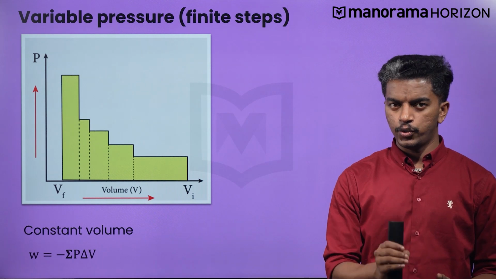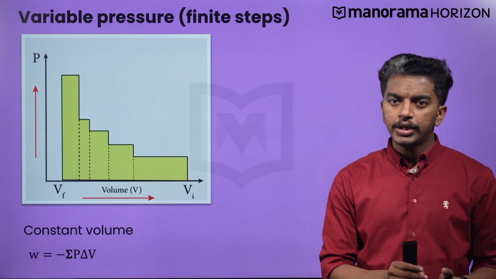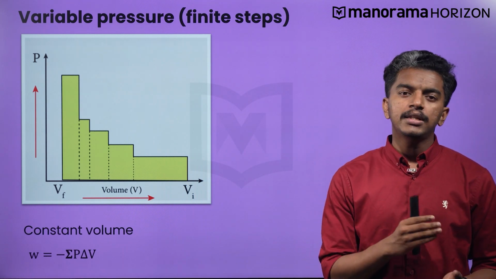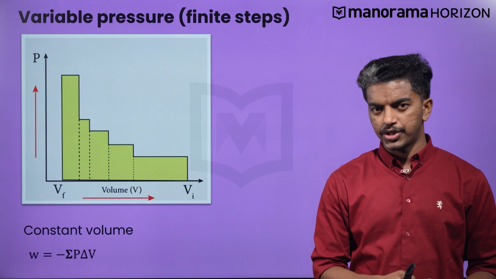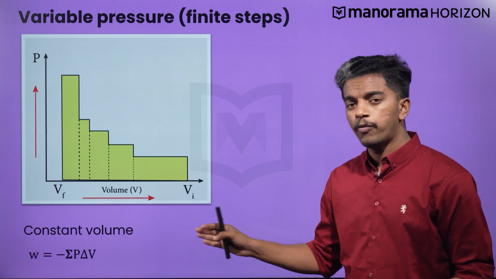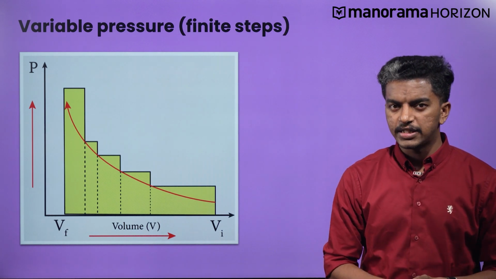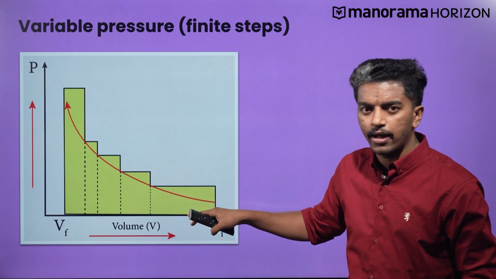Now consider the situation where the pressure is not constant and changes in finite steps during each stage of compression. Here the work done on the gas will be given by the expression work done W is equal to minus of summation of P delta V. Now if you plot this on a graph, the work done is visible as the shaded area.